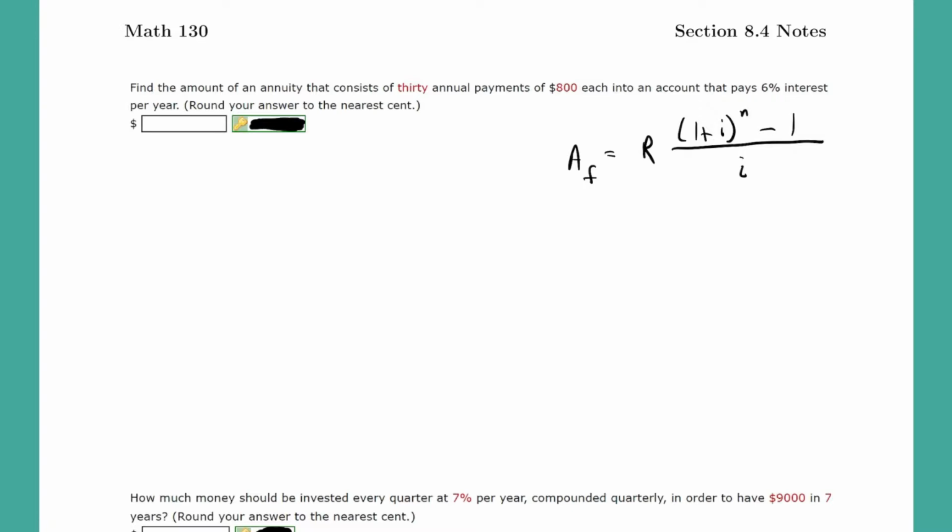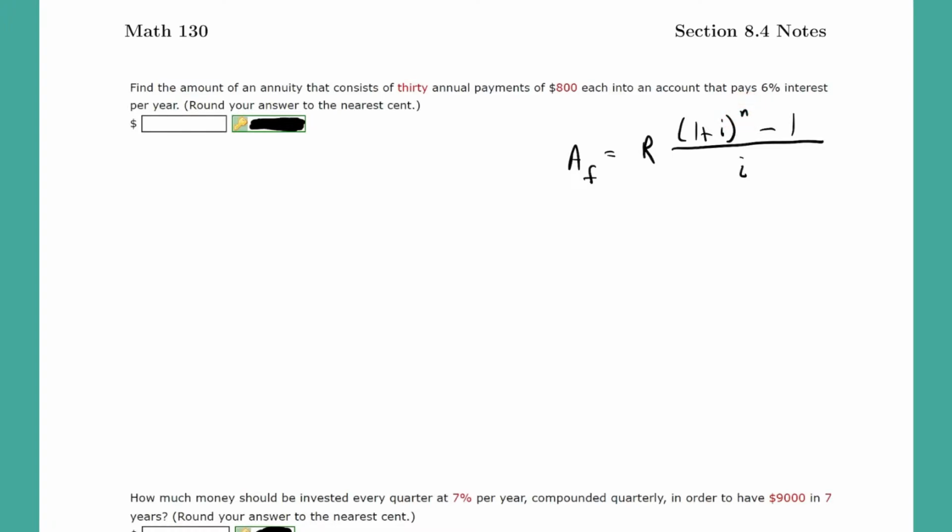So whenever they ask for the amount of an annuity, this is a formula that we're going to use. The F stands for final amount, R stands for regular payments, and I is the interest divided by the number of times that interest is compounded per year, and N is the total number of payments. So let's plug in all these values.